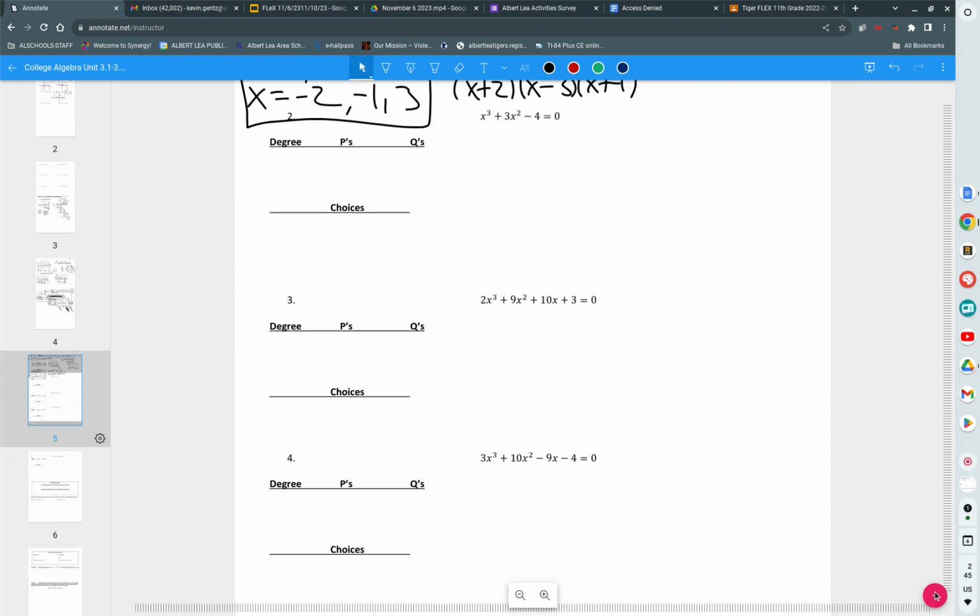I did that one for you. You help me with this one. What's the degree? What are my P's? What are my Q's? P's are 1, 2, and 4. Q's are 1. Choices are plus or minus 1, plus or minus 2, and plus or minus 4. Right now, between you and your partner, try to find one that works.